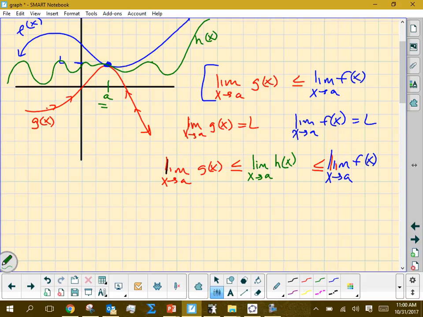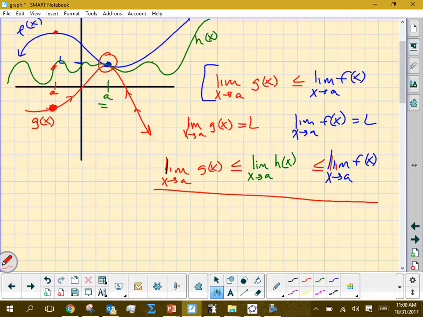If you think about this graphically, everywhere I choose some a value, let's say my a value is right there, this inequality should be maintained. The y value on the red curve is less than the y value there on the green curve, which is less than the y value there on the blue curve at that a. So that's maintained. What the squeeze theorem really helps with is when these points all come together at L.